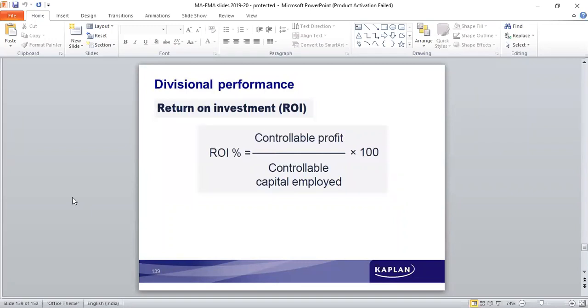The next category in this PPT is divisional performance. What is divisional performance? In certain situations where the organization is very big, managing the organization as a whole is a difficult task. So they go for decentralization, that is, they divide the organization into smaller parts. We call them divisions or departments.